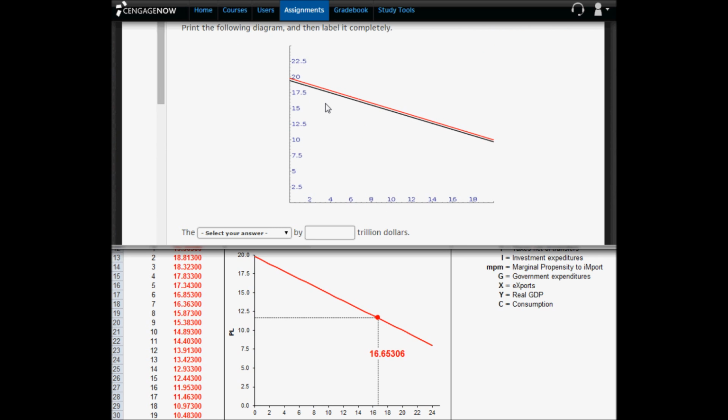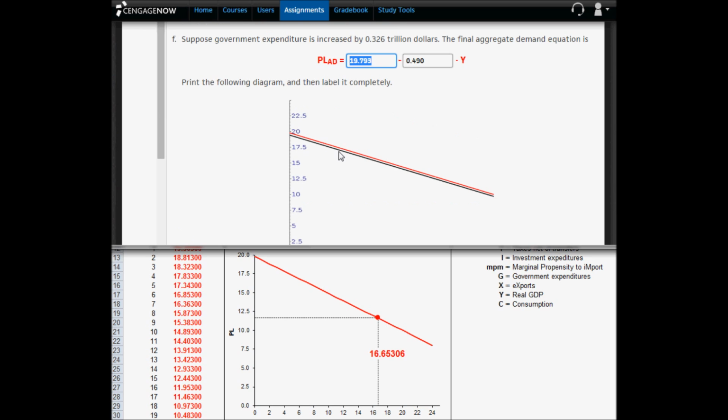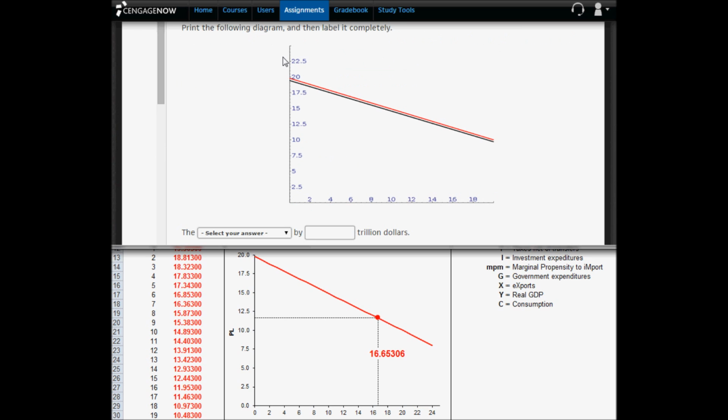So when you print this diagram off, the black line is the original aggregate demand curve. The increase in government spending shifted the black aggregate demand model to the red aggregate demand line. So it stimulates aggregate demand when government spends more. Again, this is the price level, PL. This is real GDP, Y, in trillions of dollars.